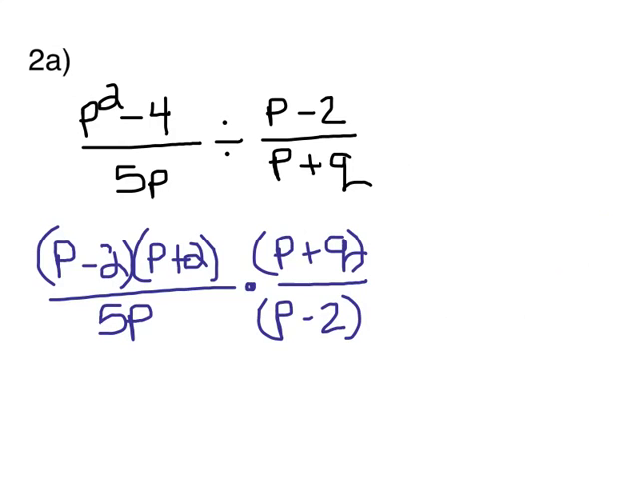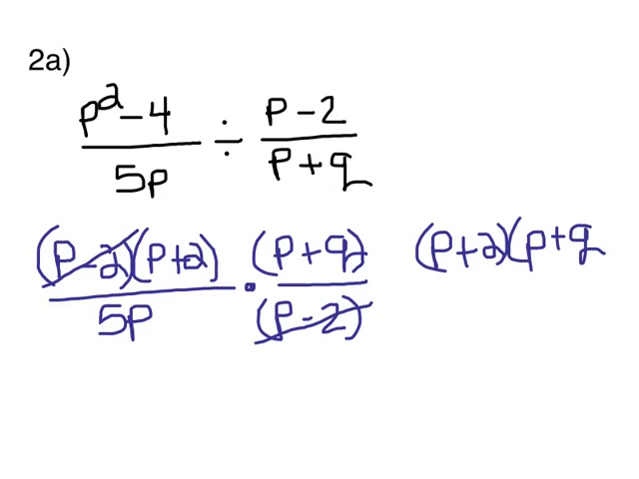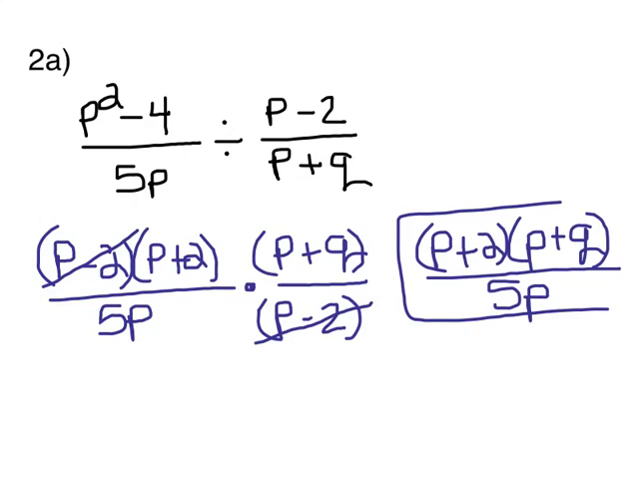And now we can start reducing. On the top, we have a p minus 2 and a p minus 2. And our final answer will be p plus 2 times p plus q over 5p.